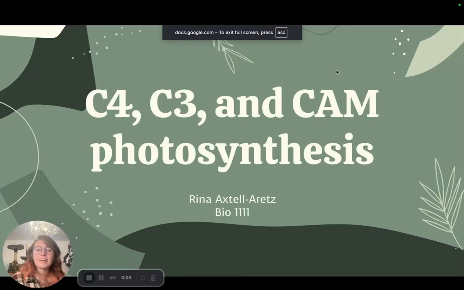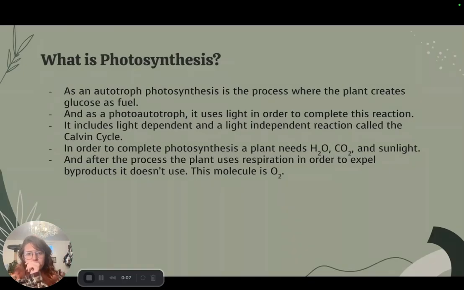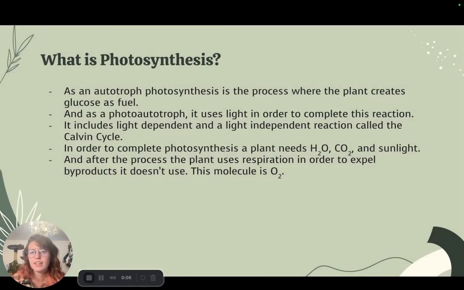Hello! Today I'm going to be talking about C3, C4, and CAM photosynthesis. What is photosynthesis? As an autotroph, photosynthesis is the process in which a plant creates glucose as food. And as a photoautotroph, it needs light in order to complete this reaction. It includes the light-dependent and light-independent reaction called the Calvin cycle. In order to complete photosynthesis, a plant needs water and carbon dioxide and sunlight to excite these molecules.